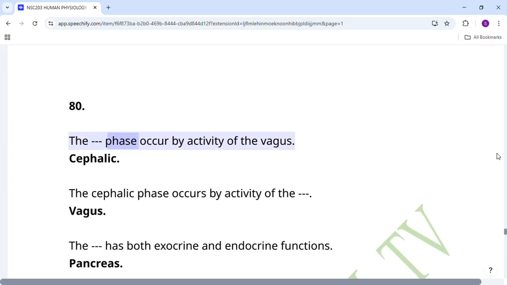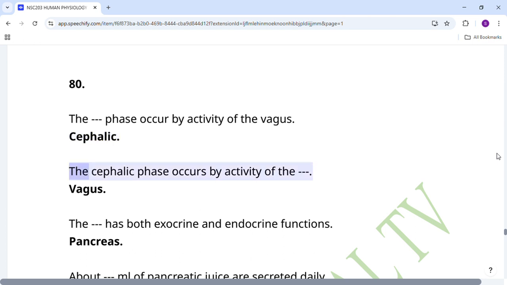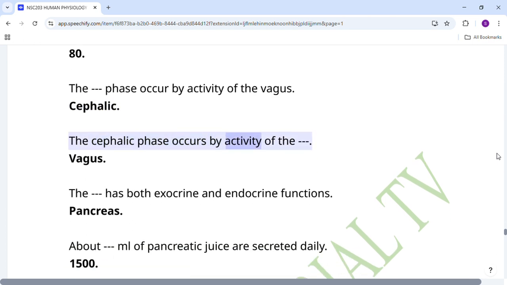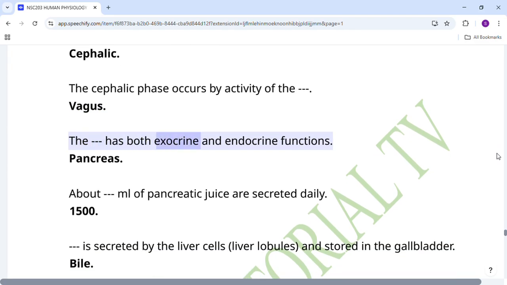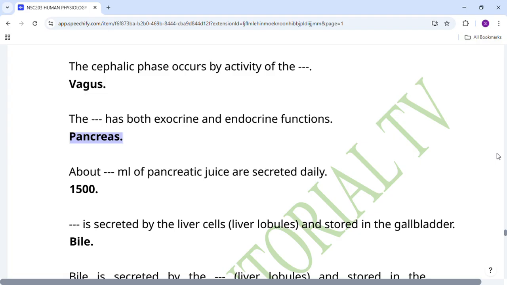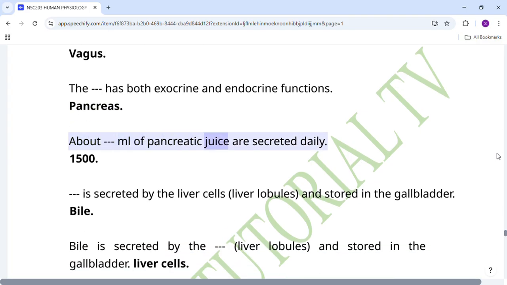The cephalic phase occurs by activity of the vagus. The pancreas has both exocrine and endocrine functions. About 1,500 ml of pancreatic juice are secreted daily.